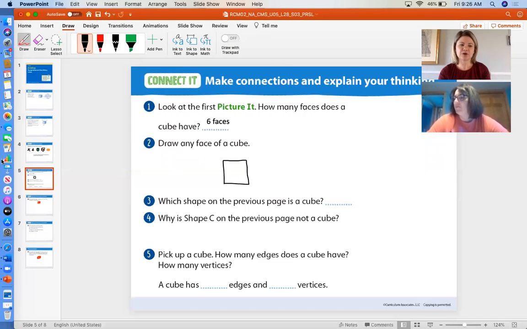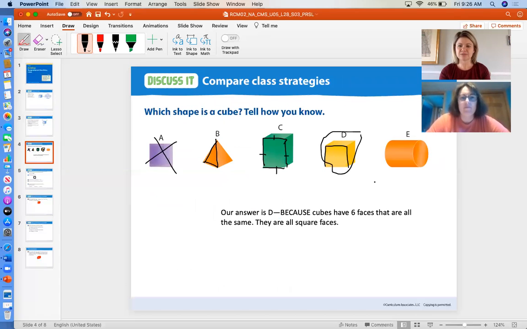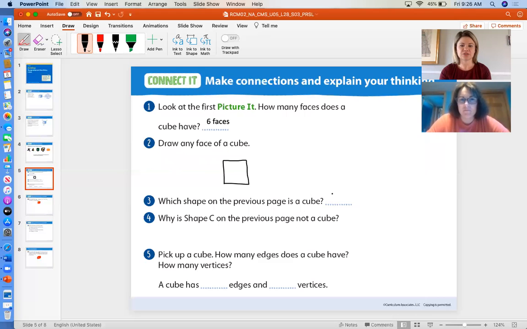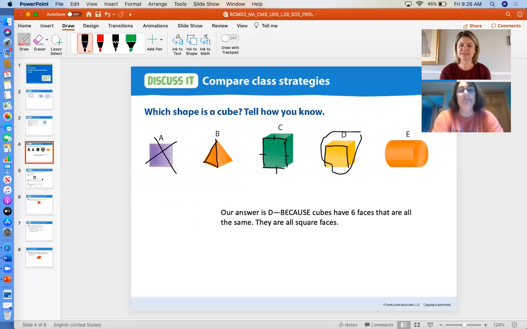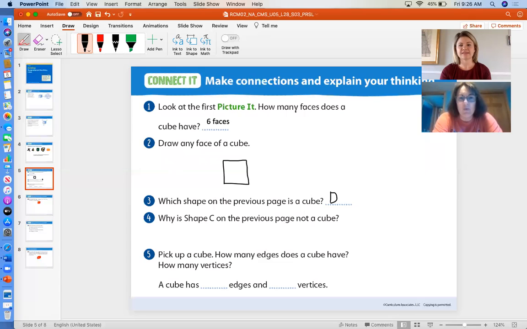Which shape on the previous page is a cube? So when we came back up here, which shape did we say was the cube? We said it was D. Mm-hmm. So which shape was the cube? We said D. Why is shape C on the previous page not a cube? What did we say this was instead? It was a rectangle, not a square.